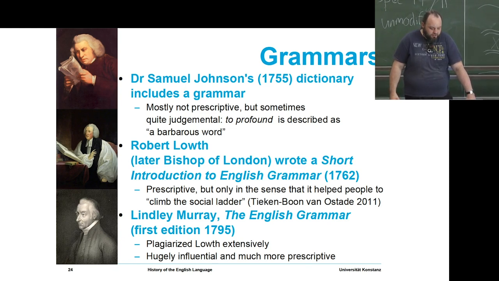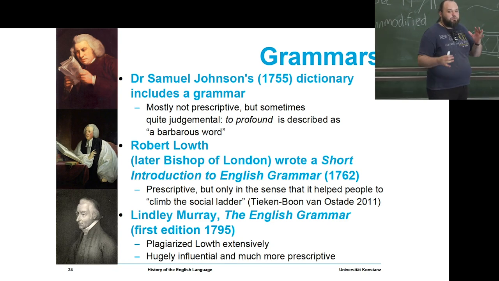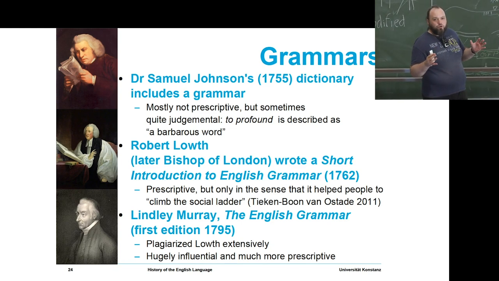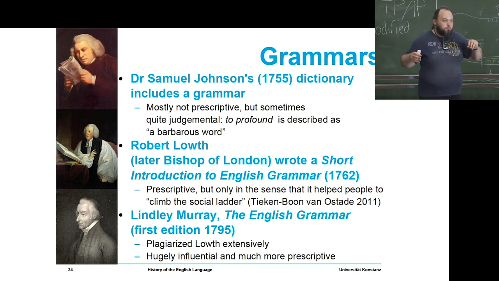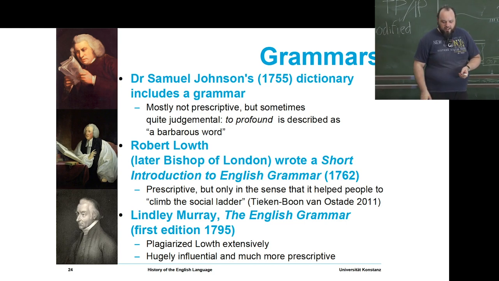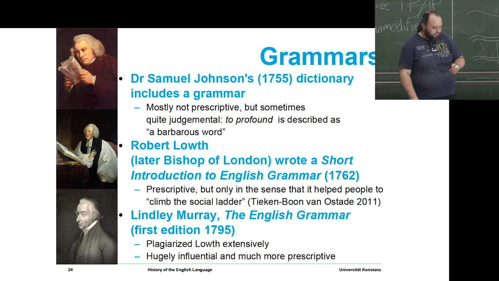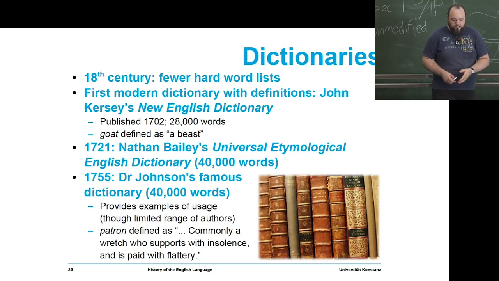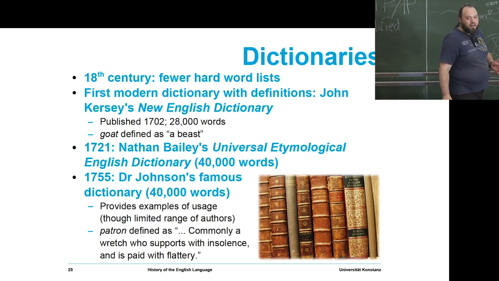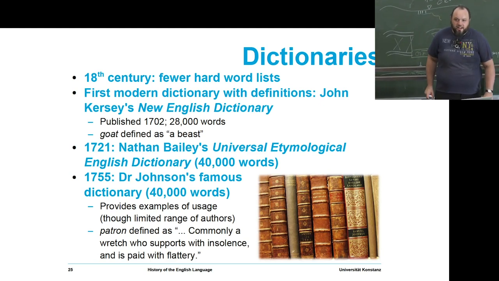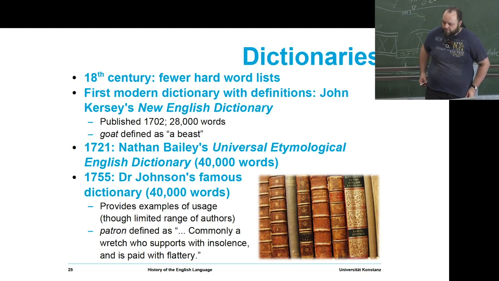He takes loads of stuff, and when Lowth makes a more nuanced comment, like, if you want to speak in the high register, you need to do this, Murray will just be a lot more categorical. He'll say, you need to do this, right? Full stop. Doesn't get any more prescriptive than that. So Murray's grammar, and through him, Lowth, has a great influence from the end of the 18th century onwards.